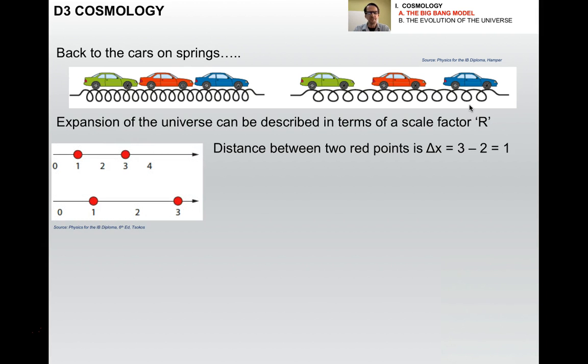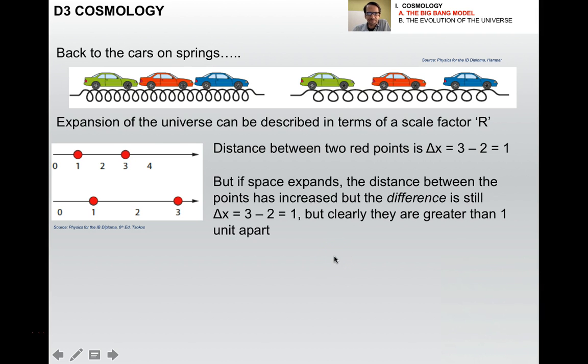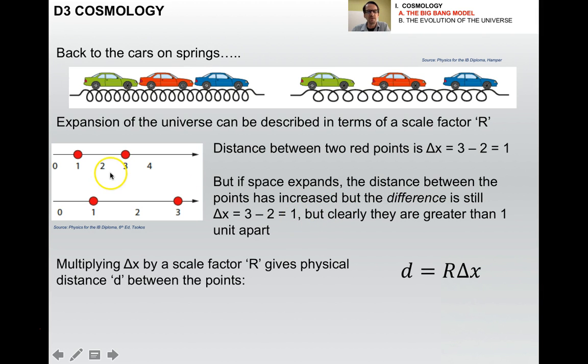We'll call it capital R. So for example, if I have a number line with a red dot at 1 and a red dot at 3, the distance obviously between these two red points is 3 minus 2 equals 1. Now, if space expands, in other words, if the number line were to expand, if you were to stretch it apart like a rubber band, you'd still have the red dots at 1 and 3, and the difference is still 3 minus 2 equals 1, but clearly they're greater than 1 unit apart, as they were in the first case, because reality for them, which is the number line, has actually expanded.